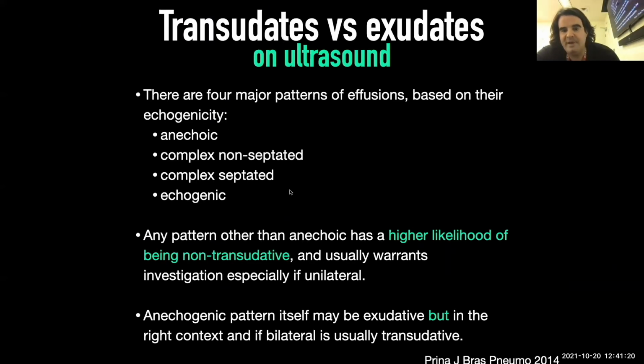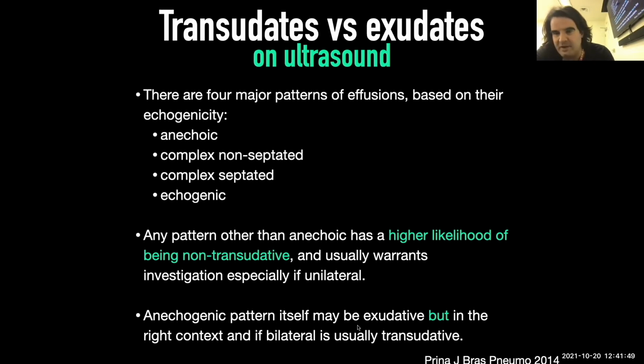So any pattern other than anechoic has a higher likelihood of being non-transudative and usually warrants investigation, especially if it's unilateral. When you see bilateral loculated effusions, it's just less likely to be empyema, not zero, of course, but less likely, because again, it's unlikely for a bilateral infectious process. And an anechoic pattern itself may be exudative, but in the right context, in bilateral, it's probably transudative.